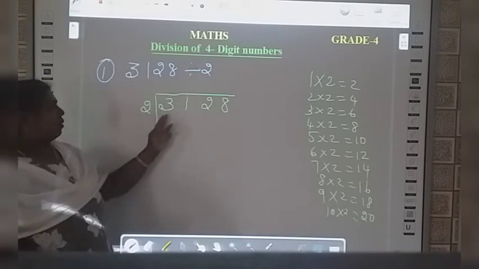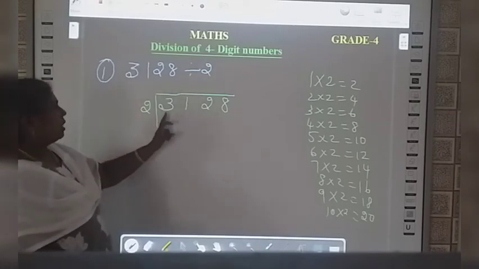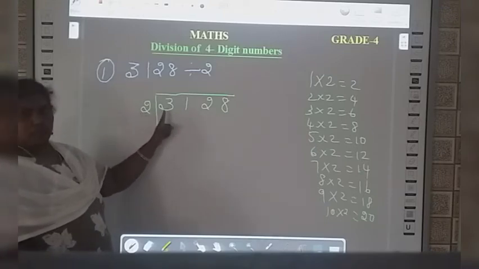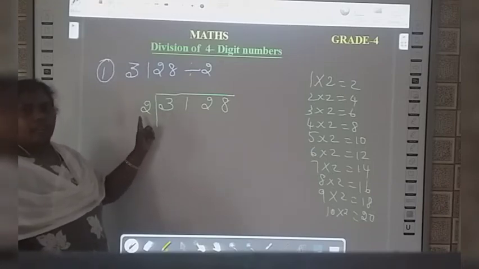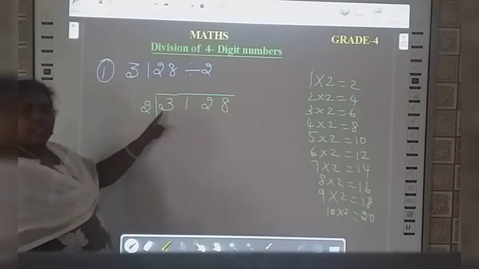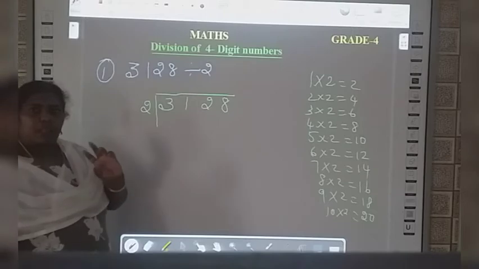First we check the ones, tens, hundreds, thousands places, right? In the thousands place you compare the divisor and the thousands place value. If it is the greater value, you can divide using the divisor. Here this is the greater value, isn't it? Now in the 2 table, how many times will it go?